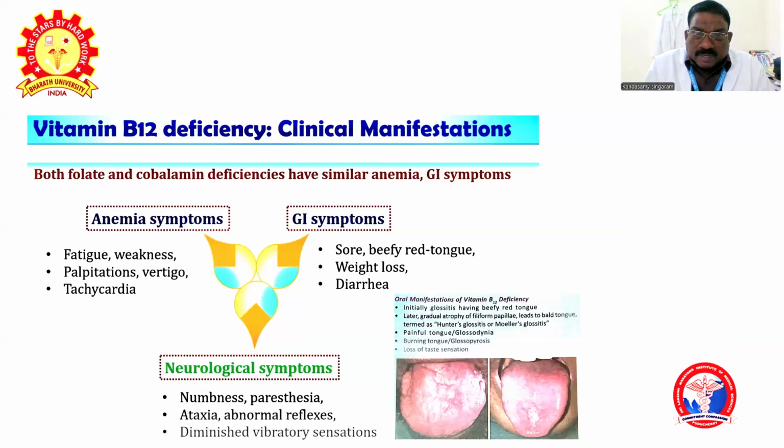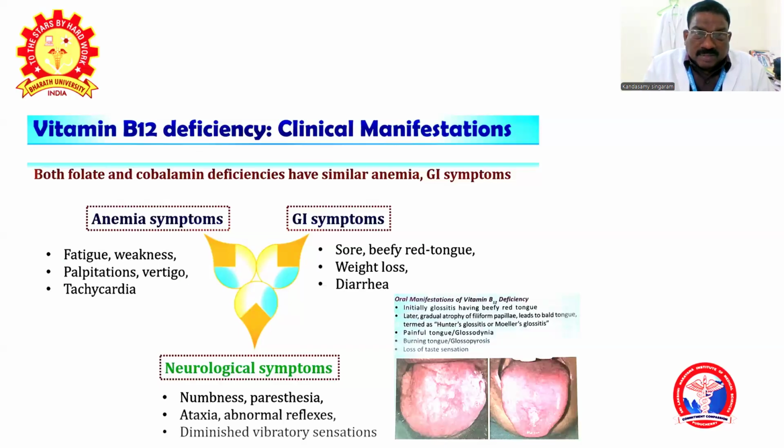The oral manifestation of vitamin B12 deficiency is initially glossitis with a sore tongue, later gradual atrophy of the filiform papillae leads to a bald tongue, termed Hunter glossitis or Moeller glossitis. And then burning tongue, and finally loss of taste sensation.